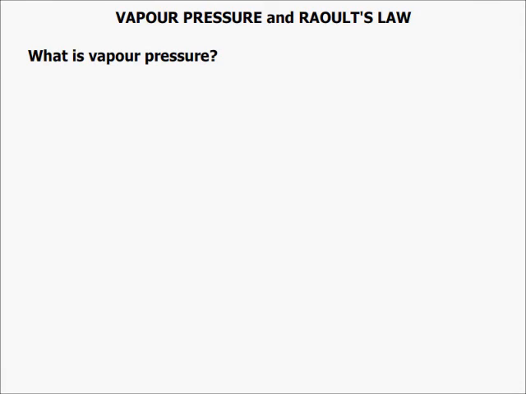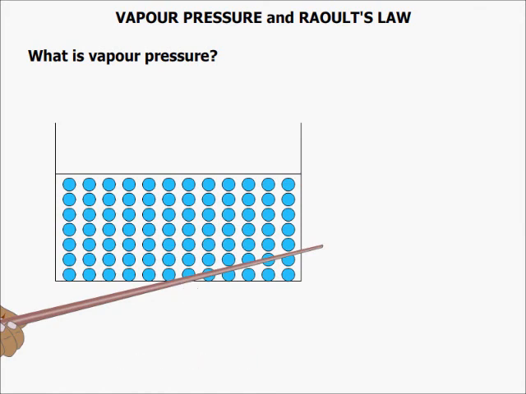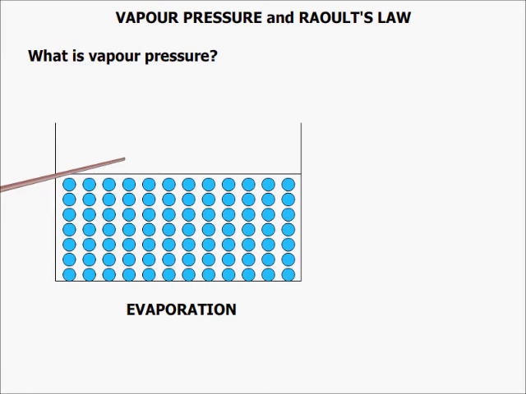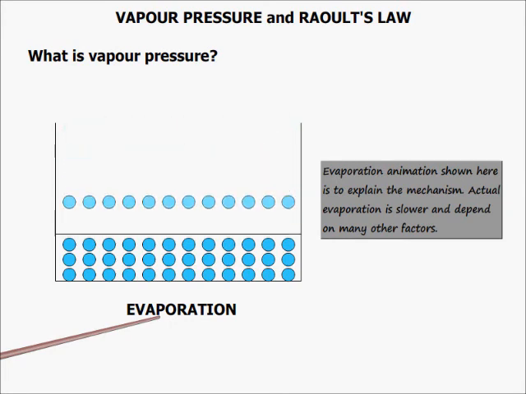What is vapor pressure? I will try to give you an idea. When liquid is kept in a container, the molecules on the surface are more energetic than the molecules underneath, for obvious reasons. The surface molecules tend to escape to form vapor above the liquid surface. This phenomenon is called evaporation. Evaporation continues until all the liquid evaporates.